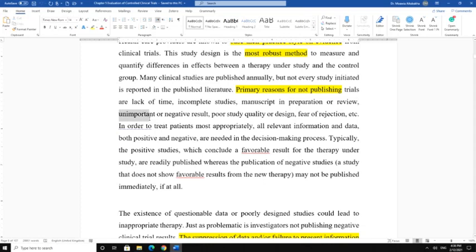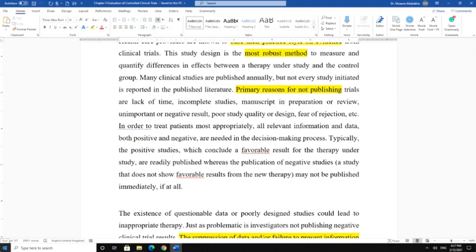Or sometimes because the results are not important or negative. Okay, I want to see whether a new drug is better than placebo, and it wasn't better. So why should I publish it? It will not attract anyone. Or maybe the quality of the study is poor, so it is not accepted by journals. Or sometimes the authors feel that if they send it for publication, it will be rejected, and you know, they don't like such feelings. So there can be different scenarios why a clinical trial may not be published.